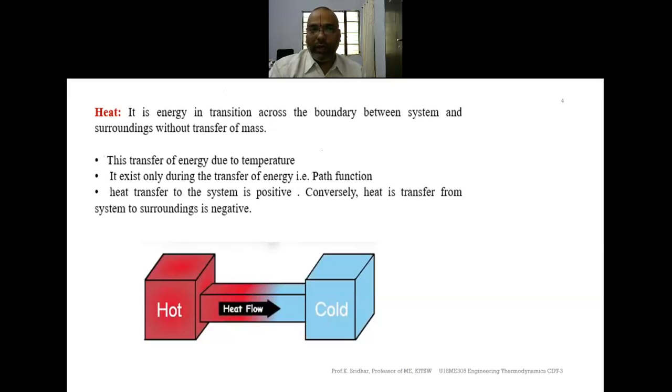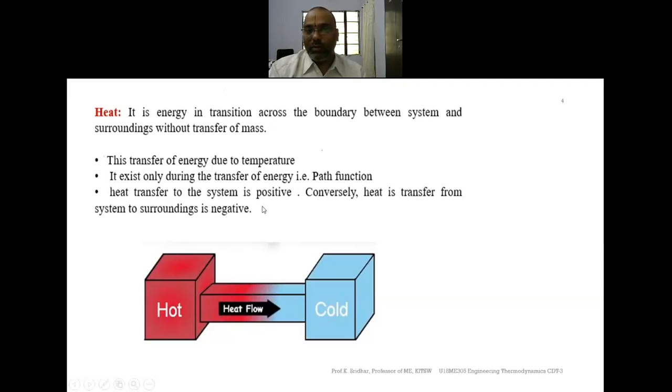And similarly, how can we define heat? Heat is nothing but energy in transition across the boundary between the system and surroundings without transfer of mass. So you can clearly observe the definition of work and heat. It basically depends upon whether it is with the transfer of mass or without the transfer of mass. In heat it is without transfer of mass, but in work it is taking place due to the transfer of mass. Here this transfer of energy is due to temperature, so the heat transfer is due to the temperature difference.